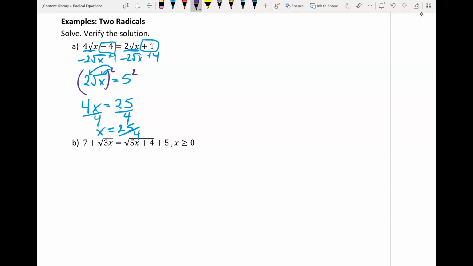Part of the question says we have to verify our solution, so I'm going to do that on the side here. I'm going to put 25 over 4 in for our x.